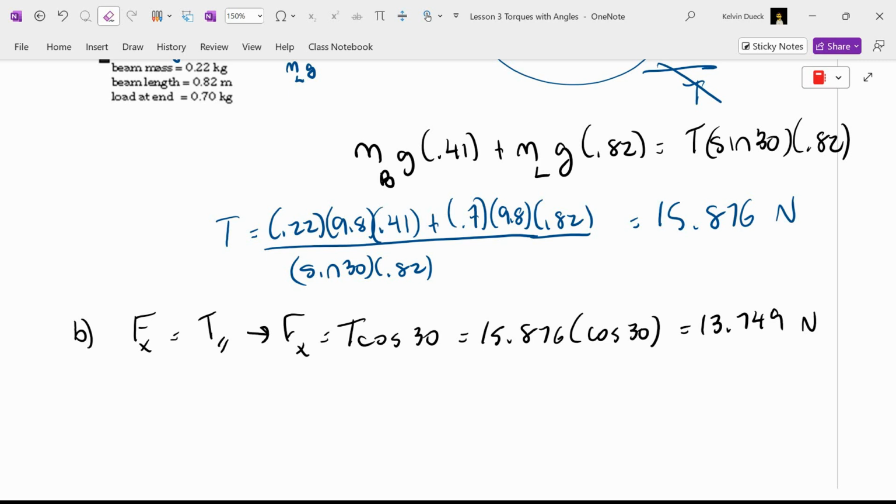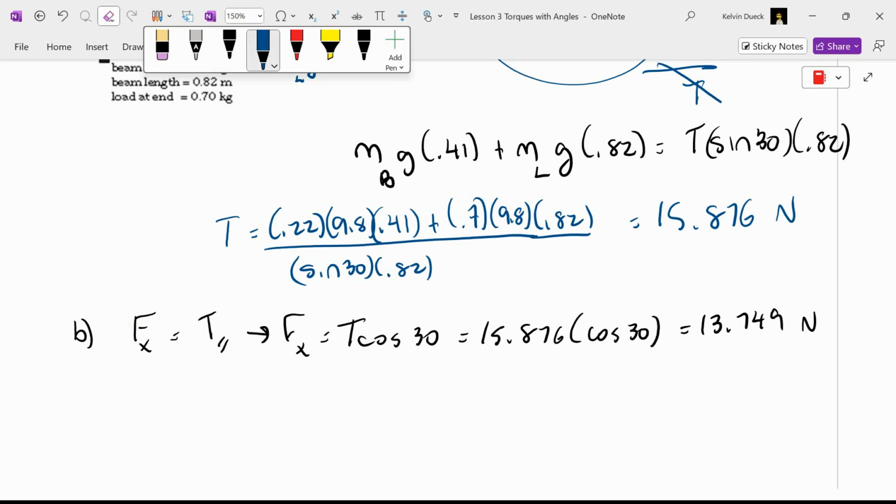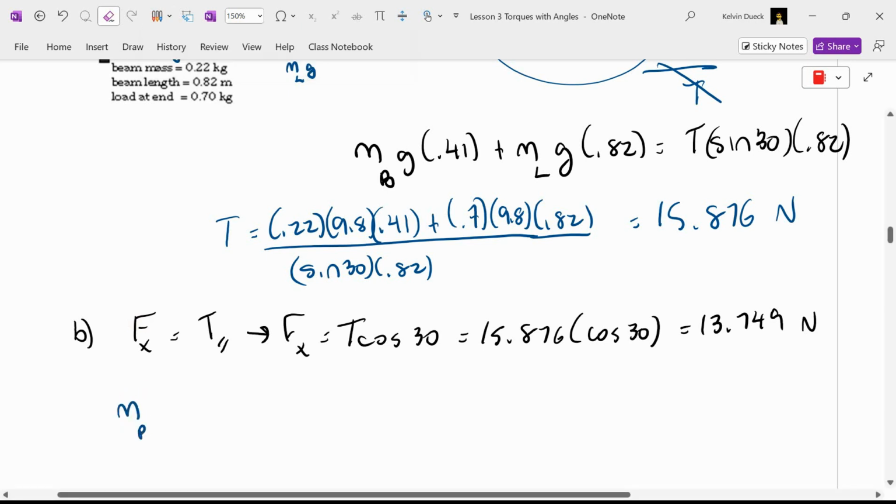What we're going to say is everything down has to equal everything up. What's everything down from my free body diagram? Mass of the beam times G and mass of the load times G. That has to equal everything up. There are two forces pointing up in my free body diagram. What are they? T perpendicular and Fy.